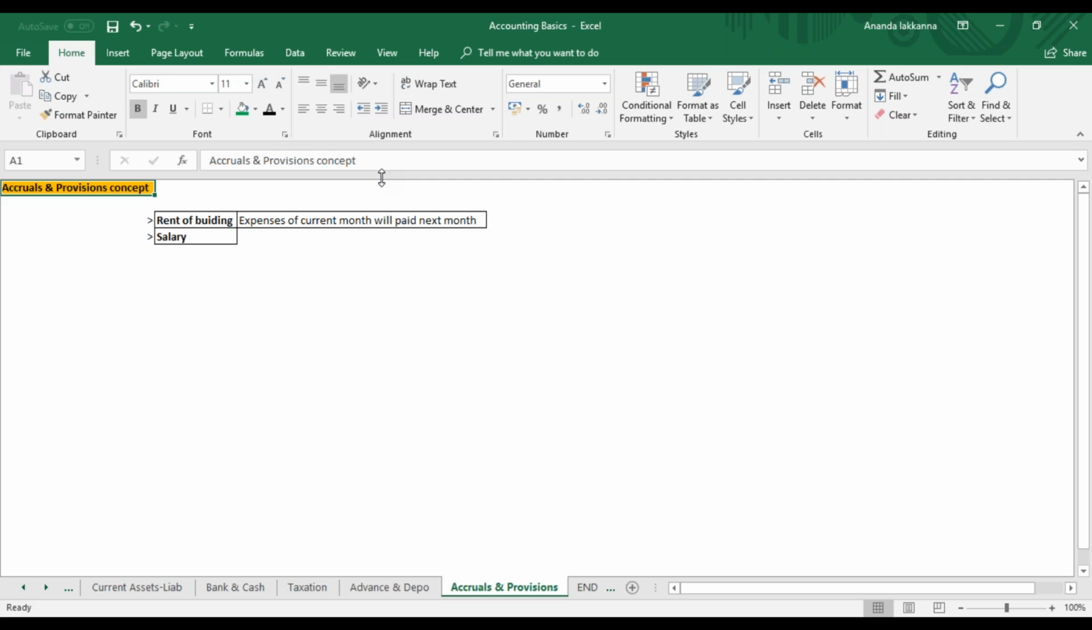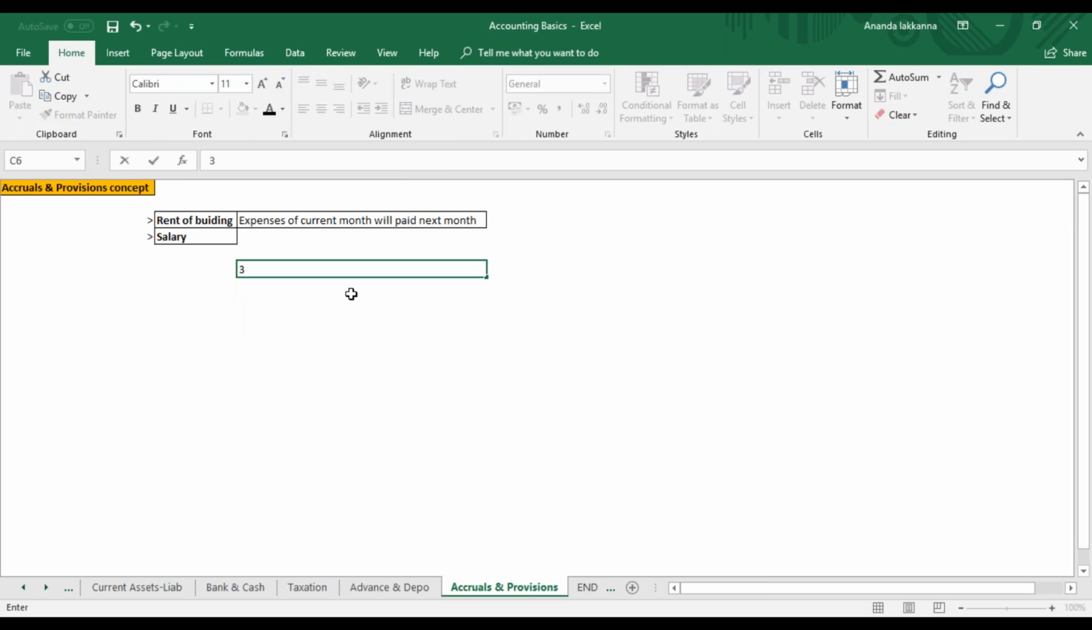Take salary, rent of a building, or sales you make. Sales you have made in September, but the customer is going to pay it in October. Let me take this scenario. On 30th of September, some sales will happen. The sales happened in the evening, but the customer is going to pay in cash on October 10th. That does not mean that the sales has to be included in October. It has to be included in September because the sales activity happened on the 30th.